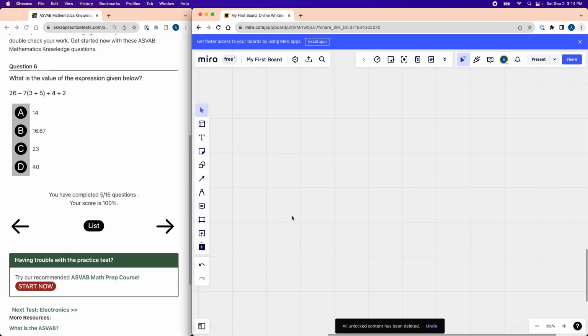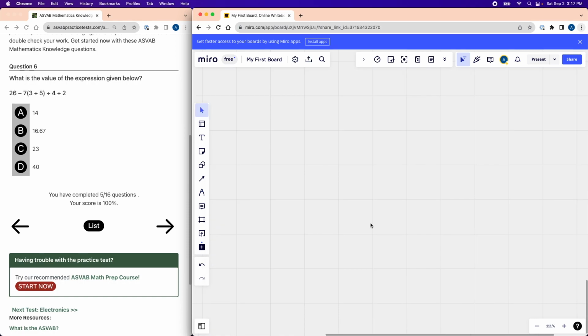All right. What is the value of the expression given below here? So this is just a basic algebra problem. We just need to figure out what the value is here. So press pause and try and solve for this one here.